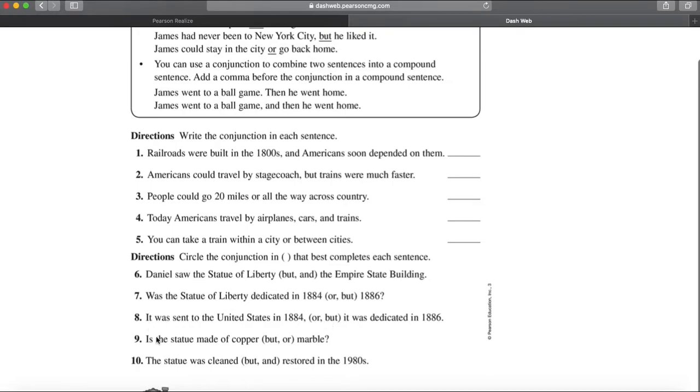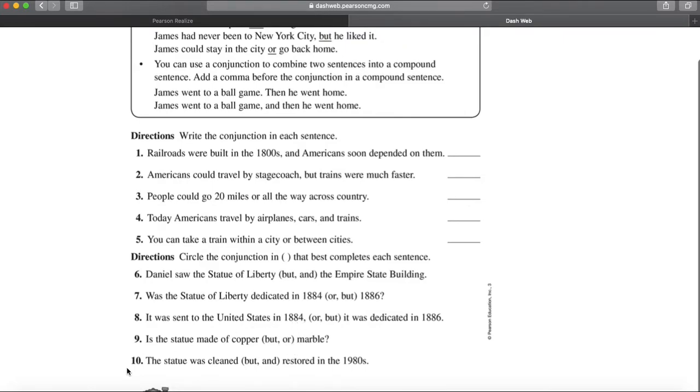Excellent. Is the statue made of copper, but or marble? Am I choosing or am I showing something different? I am choosing. So is the statue made of copper or marble? Because when I choose which conjunction I use, I use or.